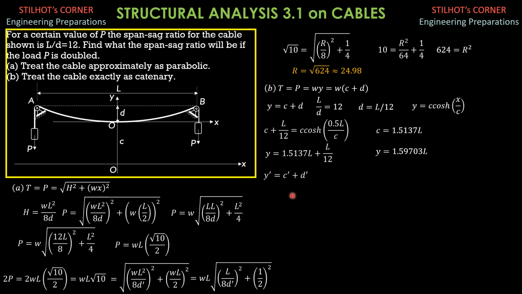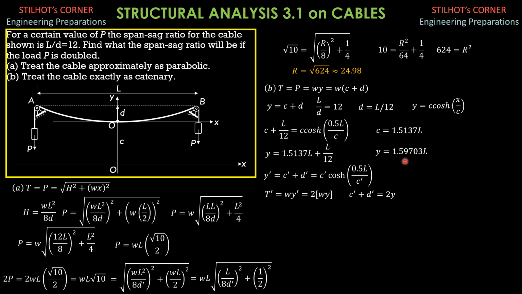So Y prime is C prime plus D prime, and it is C prime cosine hyperbolic of 0.5 L over C prime. And the new Y prime is equal to, so from tension, which is equal to 2P, equals W times Y prime. So tension prime equals WY prime, 2 times P. We can cancel W, so therefore Y prime is 2Y. So C prime plus D prime, that's Y prime, equals 2Y from this equation after we cancel out W. So we have Y prime, which is C prime plus D prime. And on the right side, we have 2Y.